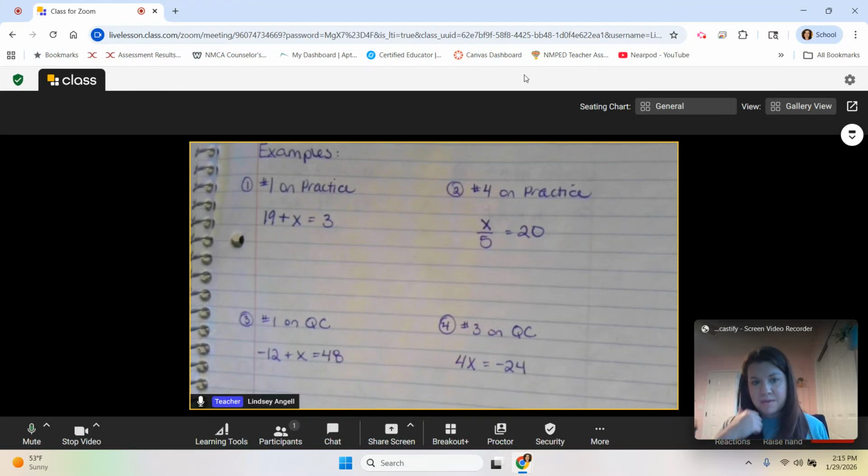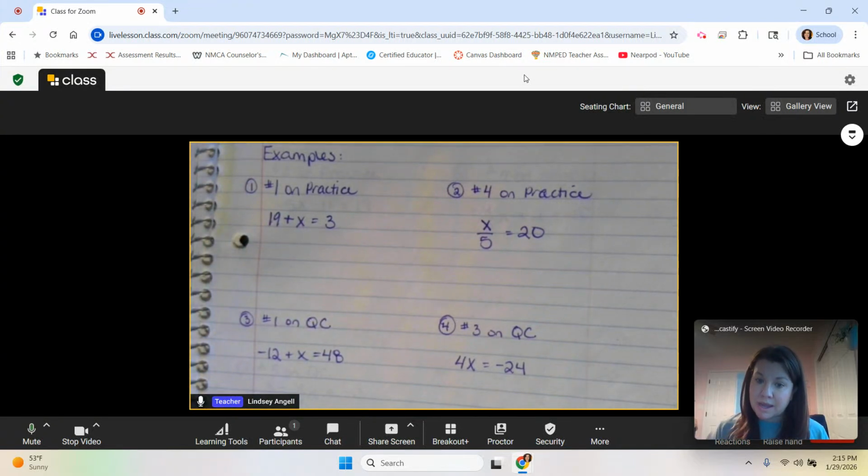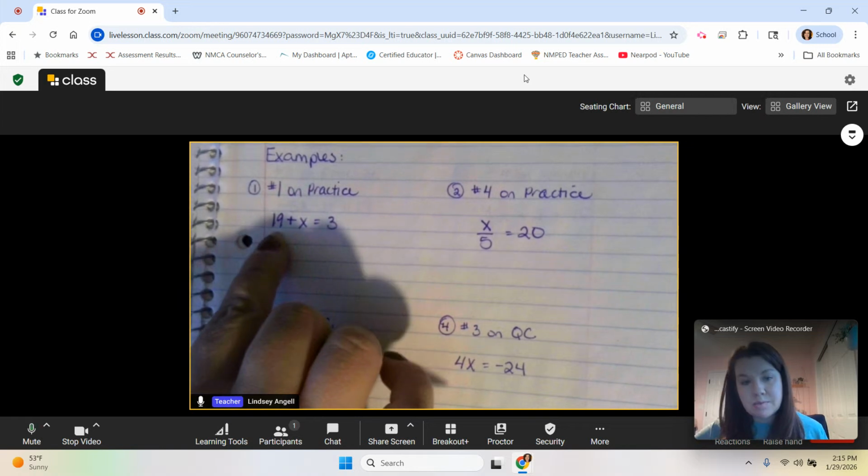I've got all my examples set up right here on one page. Number 1 is also number 1 from your practice, and it's 19 plus x equals 3. I chose this one because in this setup, the 19 comes first, which is totally fine, but I want us to be able to talk about it. You always need to consider the sign in front of a number. This is a positive 19, because there isn't a negative sign in front of it. In order to get x by itself, which is our goal, to figure out what x is equal to, we need to get rid of that 19.